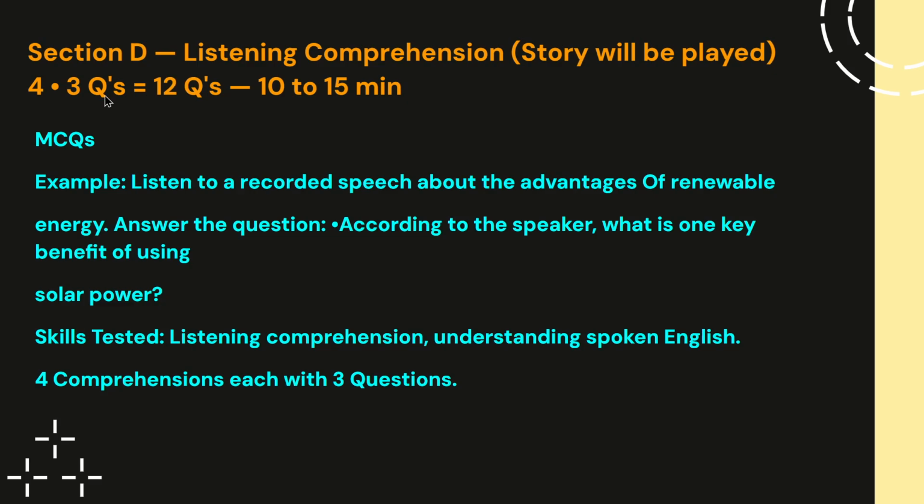Suppose you listen to an audio of a speech about the advantages of renewable energy, and they ask a question like, according to the speaker, what is one benefit of solar power, and you are given the MCQ. You have to choose the perfect one. The reason behind including this listening section is they try to understand your spoken English and how well you remember things. So four audios will be there, and for each audio they will ask three questions.